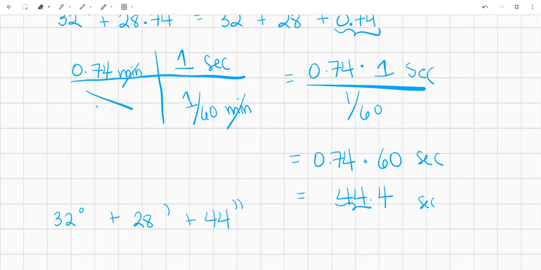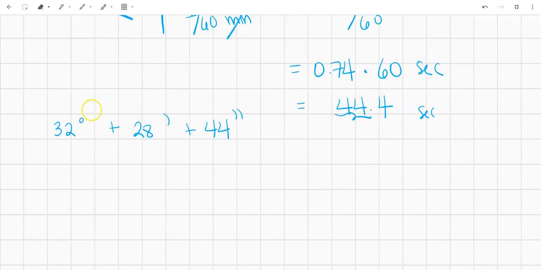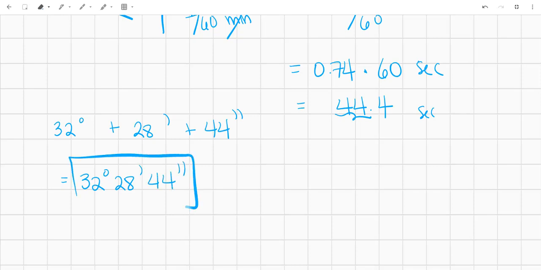Now remember, the 44 before the decimal point is my whole seconds, and everything after that is less than a second. So we just need the whole number of seconds, and we can rewrite this as 32 degrees, 28 minutes, and 44 seconds. And this is my solution.